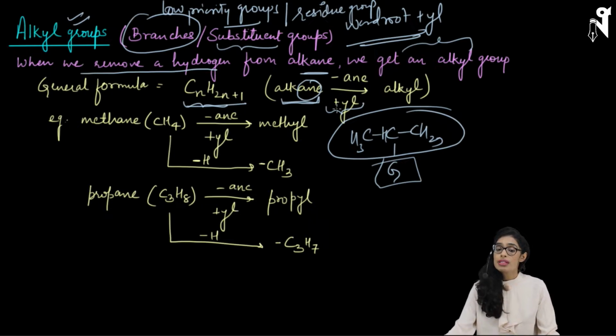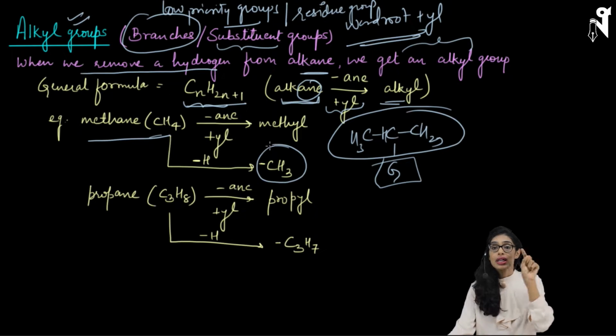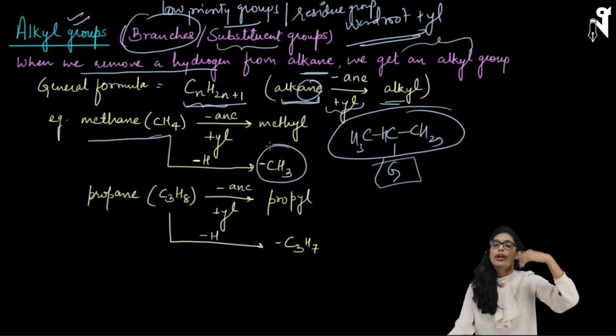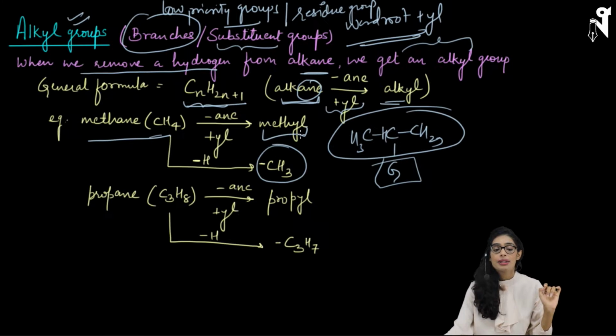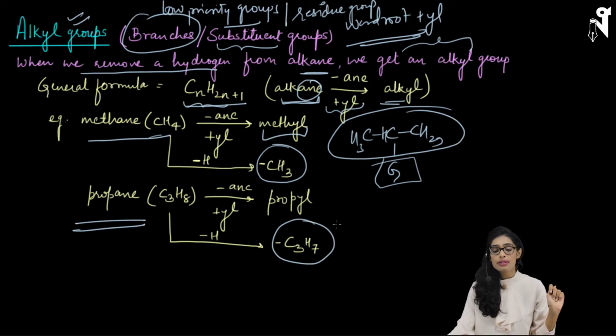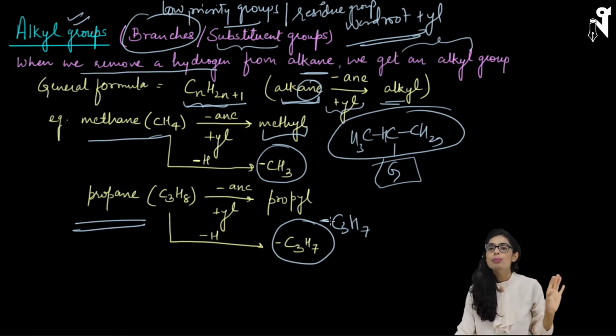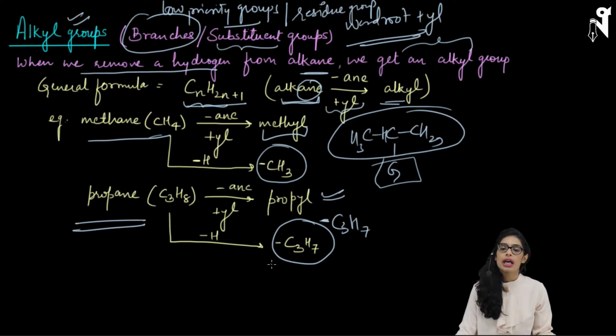We have removed -ane from the suffix and added -yl as a suffix, and the name has become alkyl. For example, if you take methane and remove a hydrogen out of it, normal methane is CH4, and when you remove a hydrogen it becomes CH3 with one bond free, which is ready to attach to any other group present there, and the name will be methyl. Similarly, if you take propane and remove one hydrogen, it becomes C3H7 with one valency free, and this valency will attach to some other functional group, then it will be called propyl. So that's how alkyl groups are named.